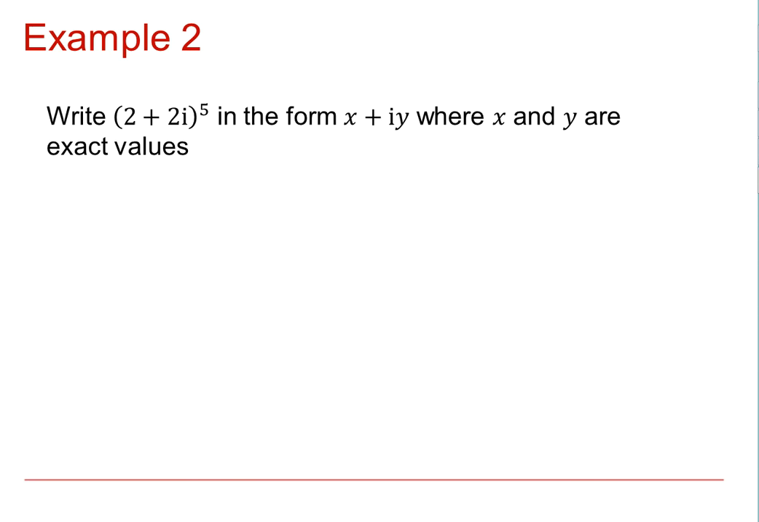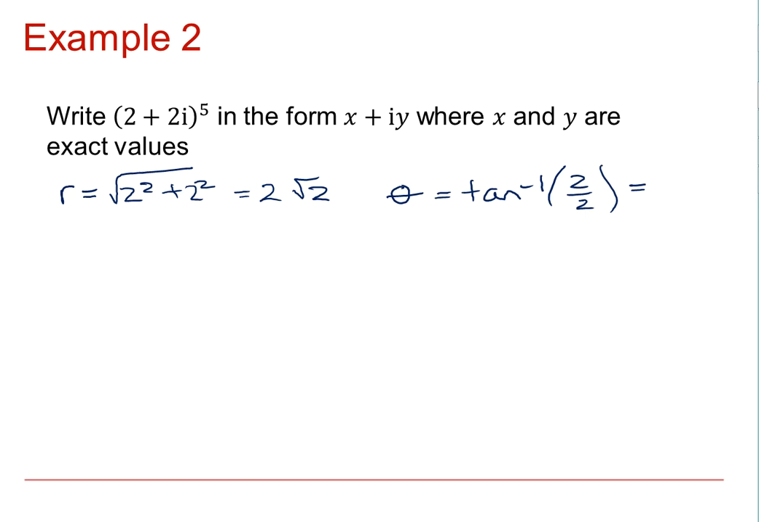In this example here, we will again work out the modulus, which in this case will be the square root of 2 squared plus 2 squared, or 2 root 2, and the argument, which will be tan to the minus 1 of 2 over 2, or 1, which will give us pi by 4. Again, let's have a quick sketch. We know that 2 plus 2i will be in this quadrant here.